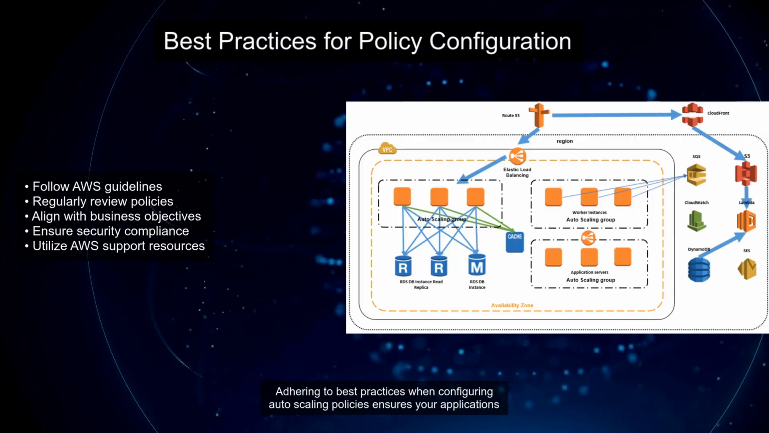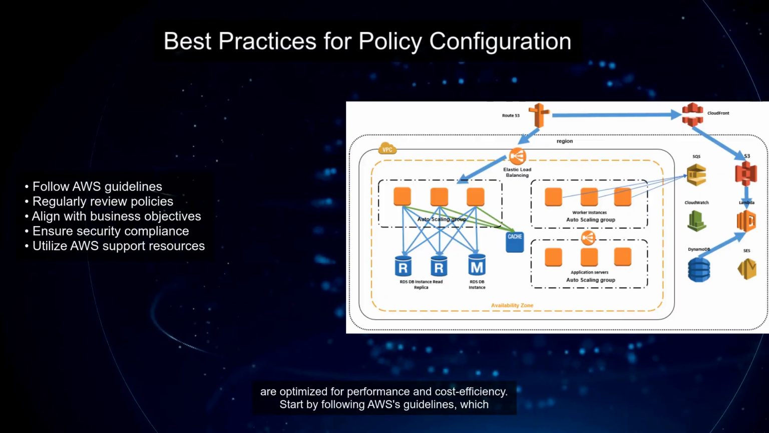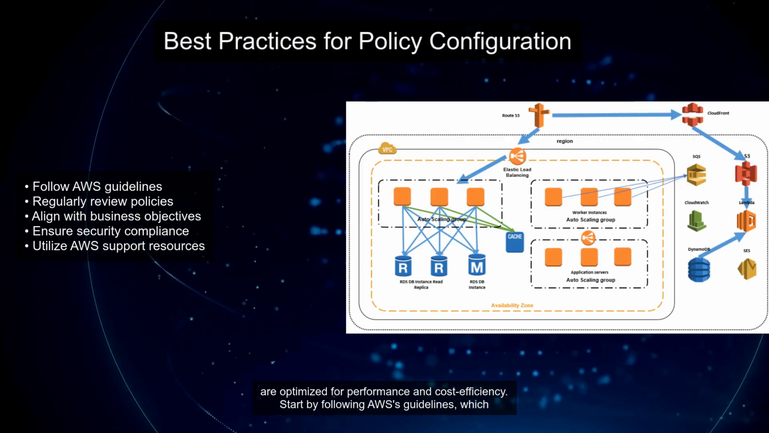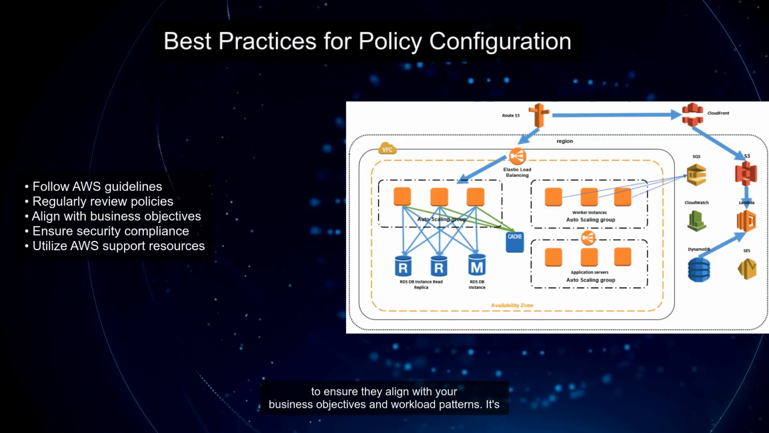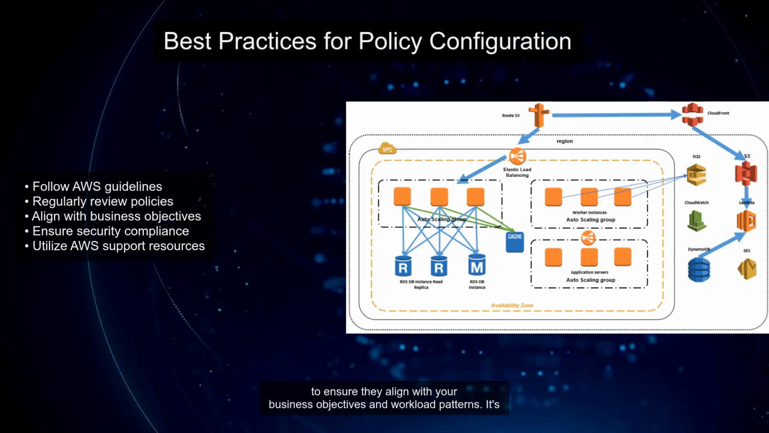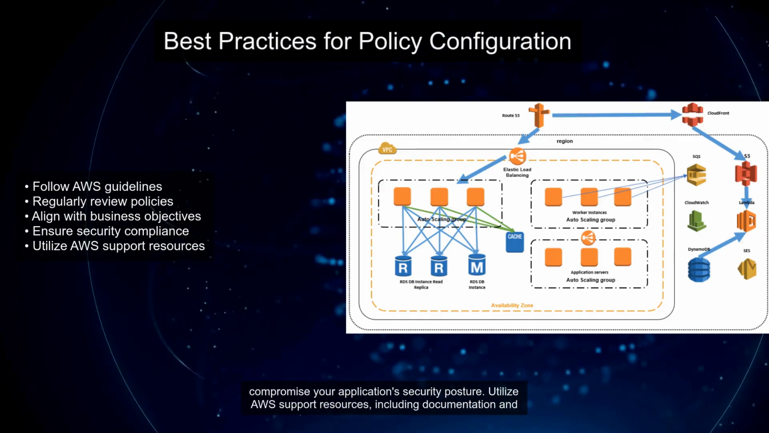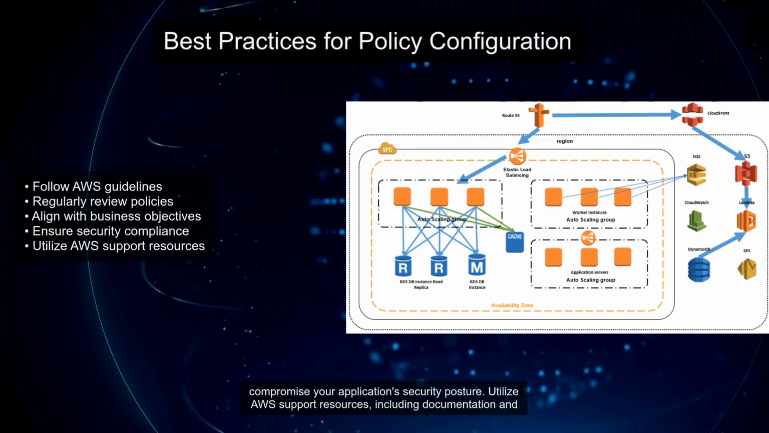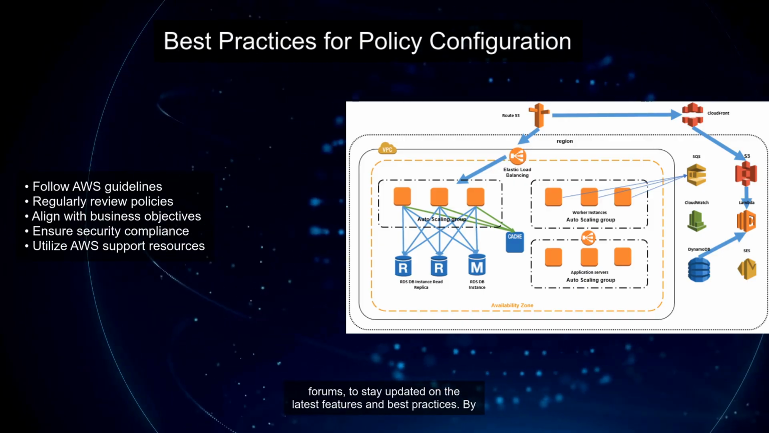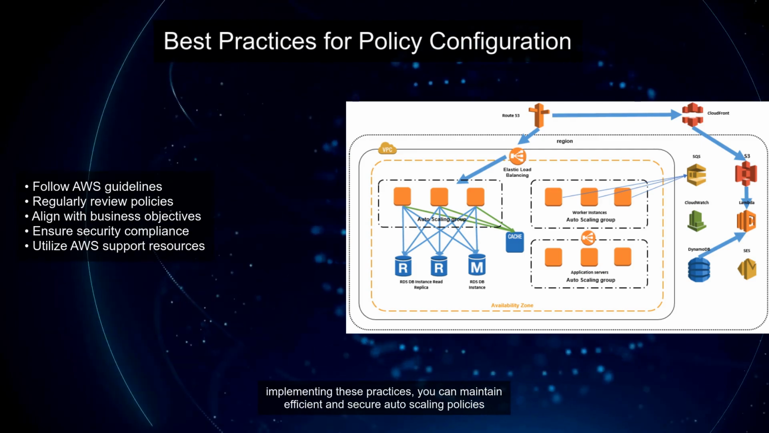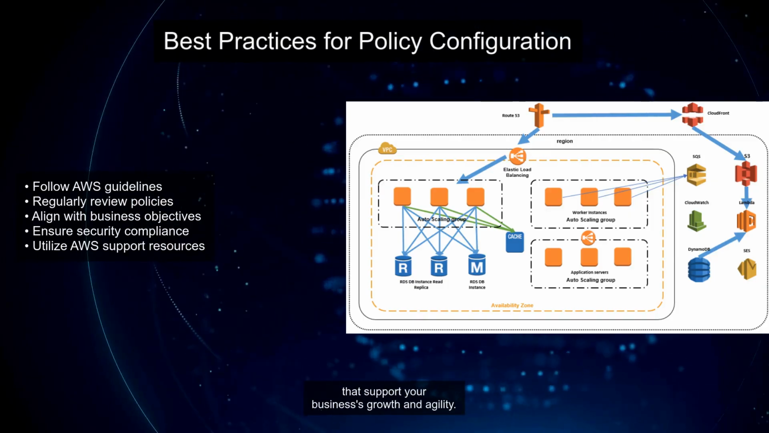Adhering to best practices when configuring auto-scaling policies ensures your applications are optimized for performance and cost efficiency. Start by following AWS's guidelines, which provide a solid foundation for configuring scaling actions. Regularly review your policies to ensure they align with your business objectives and workload patterns. It's also important to consider security compliance, ensuring your scaling actions do not compromise your application's security posture. Utilize AWS support resources, including documentation and forums, to stay updated on the latest features and best practices. By implementing these practices, you can maintain efficient and secure auto-scaling policies that support your business's growth and agility.